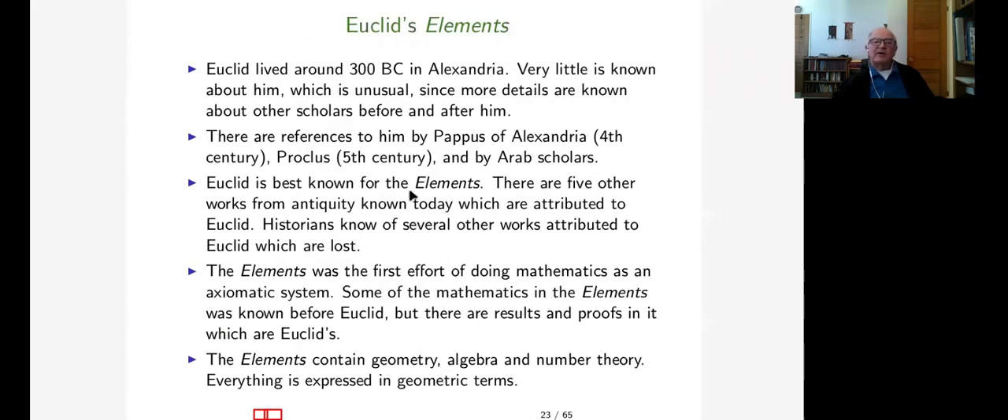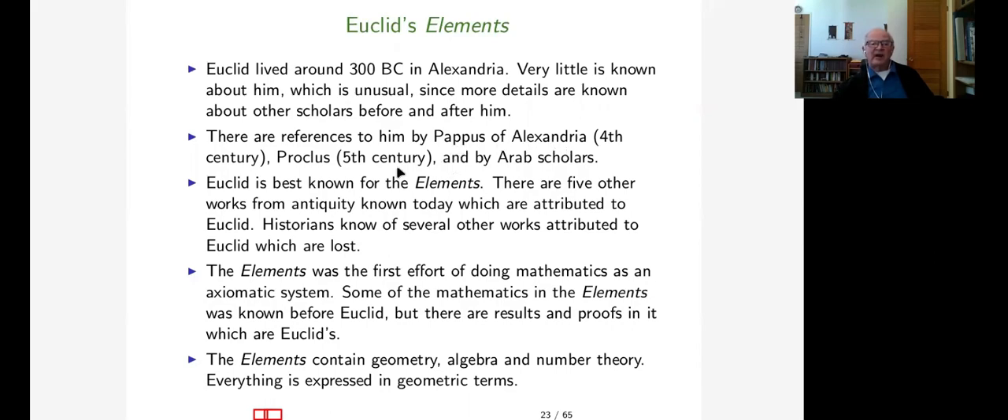A few words about Euclid's Elements. It's such a great work and so fundamental that I think I talked about it in other lectures, but I will repeat myself a little bit. So Euclid lived around 300 BC in Alexandria, and we know very little about him, which is unusual because from that period there are other philosophers, scholars, about whom we know more. We know about Euclid mostly from references about him from other people.